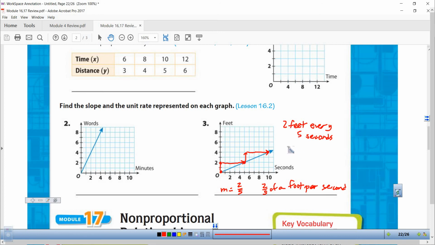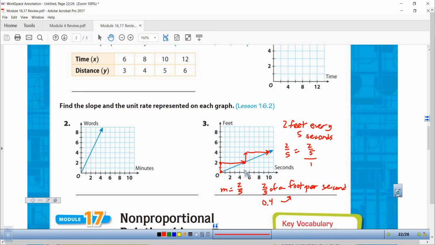So instead of 2 over 5, what do we get? We get 2/5 over 1. So that second quantity has to be a 1 if it is a unit rate. 2/5 of a foot per second. Or if you wanted that as a decimal, 2 out of 5 is the same as 4/10, right? 4/10 of a foot per second. That's our slope. That is also our constant of proportionality.